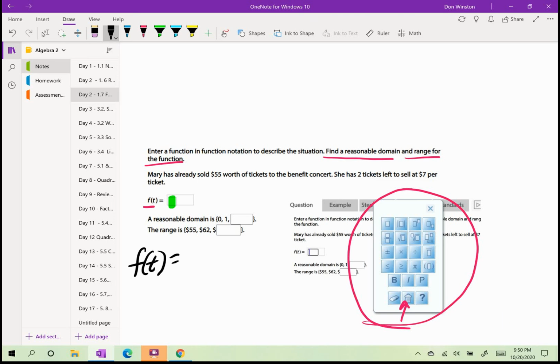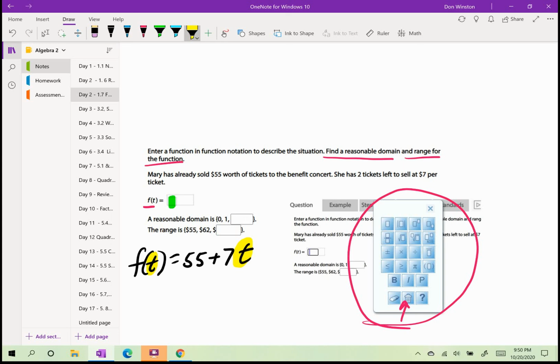F of t. Now Mary has $55. She already has $55. But for every ticket she sells, she's going to earn another $7, so $7 per t. The function f of t depends on the number of tickets. So she has 55 plus 7t.